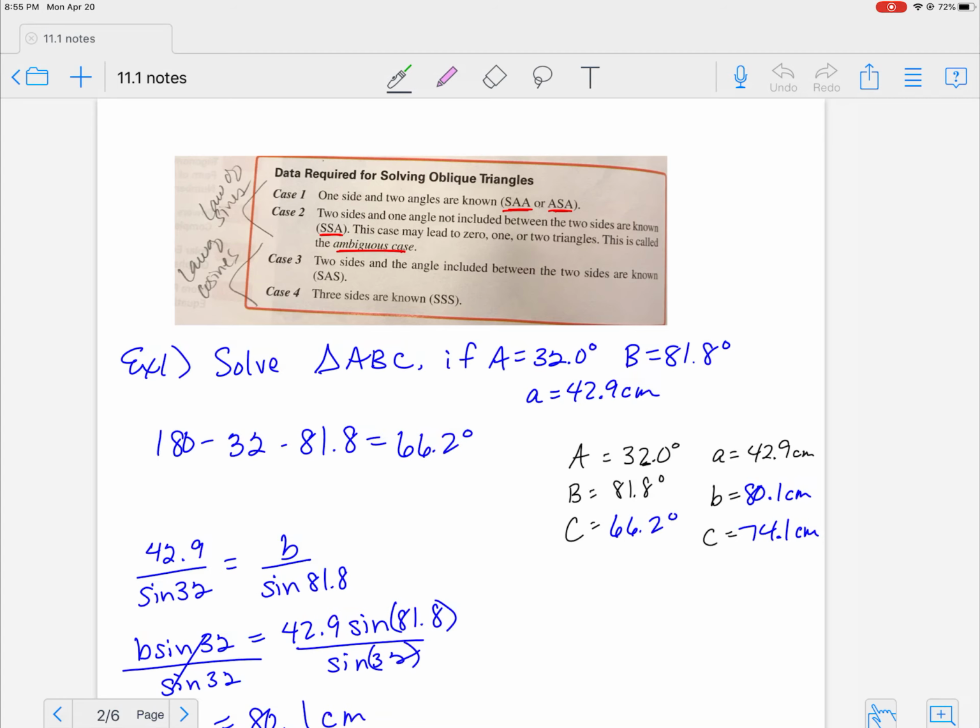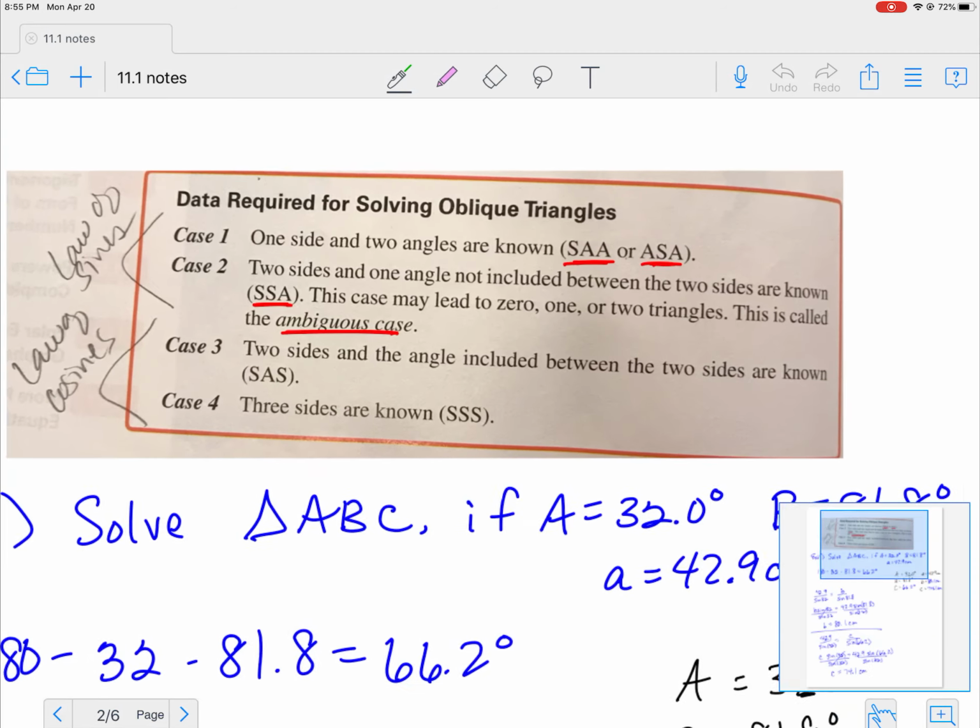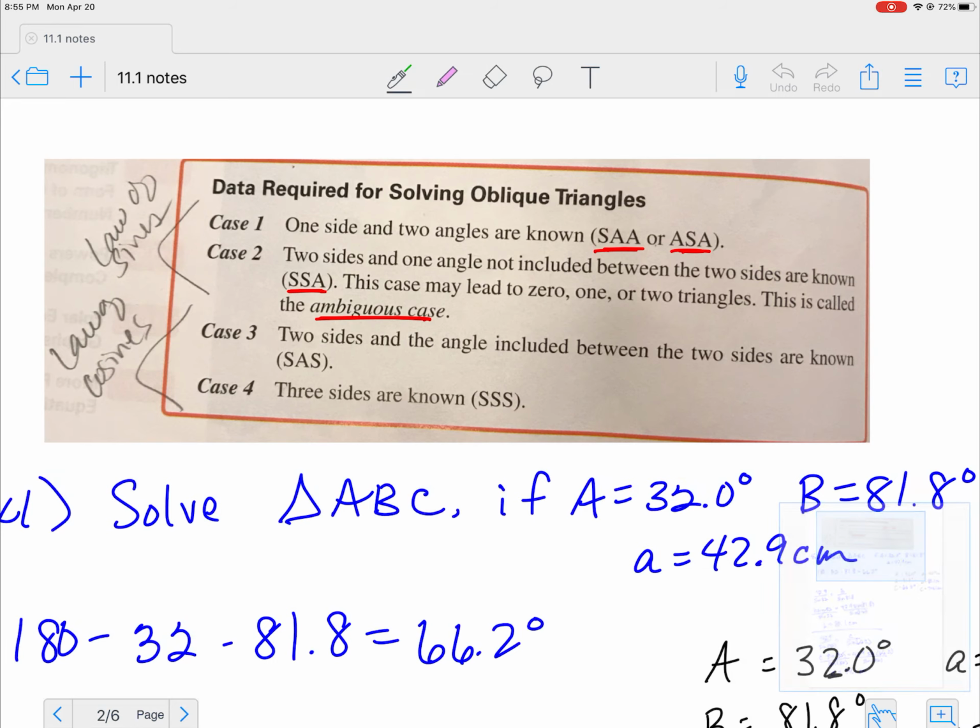When I'm trying to find an oblique triangle here, I'm solving for these oblique triangles. Oblique just means not right. It's just a bigger triangle that I have. Then these first 2 cases are going to deal in terms of the law of sines. These bottom 2 cases, that's 11.2 for us, are going to deal in terms of law of cosines.